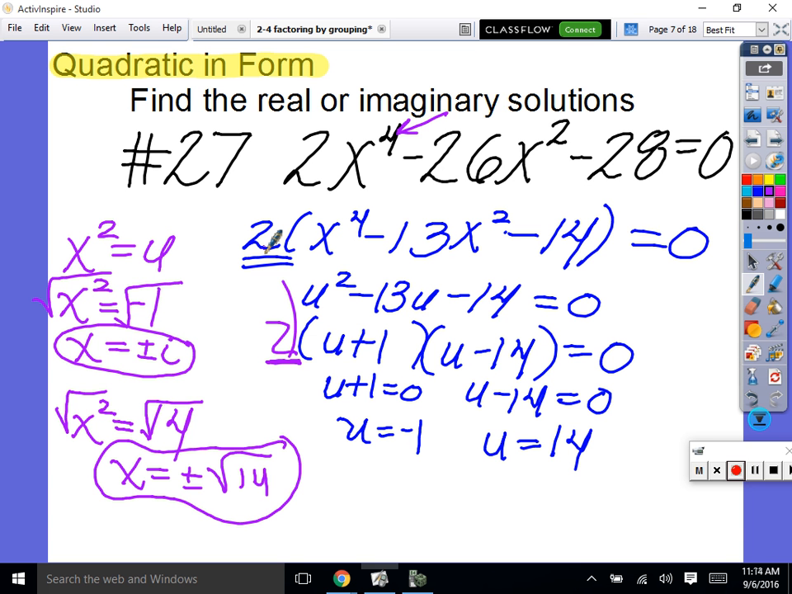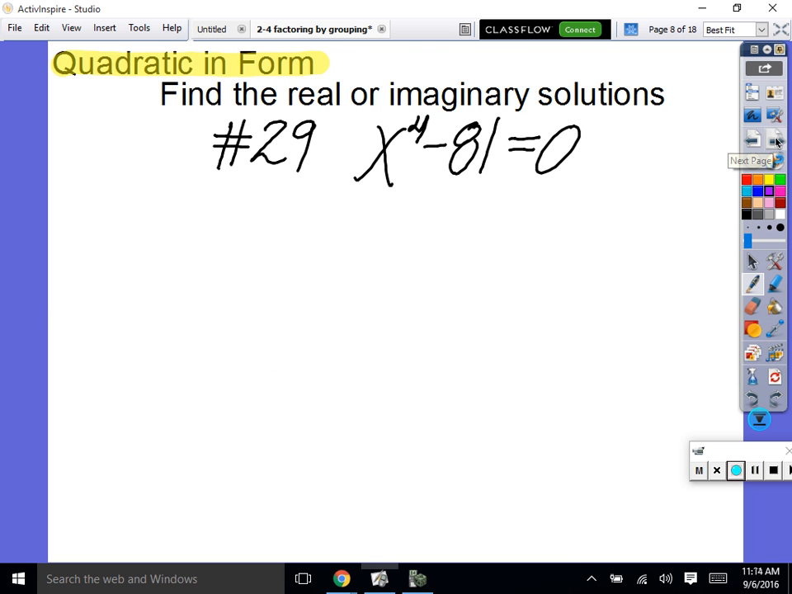Yes. True. Good point. Yep. Okay. Good point. Any questions on that? Okay. Number 29, and then we'll let you practice these.